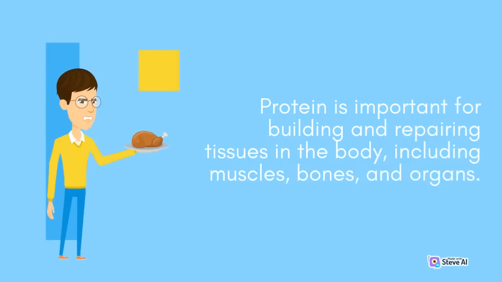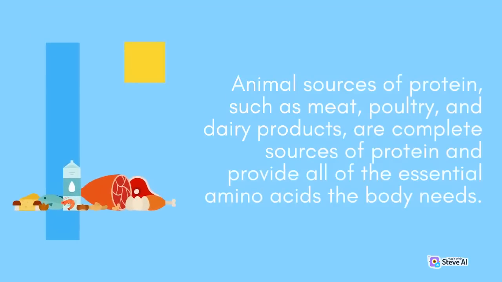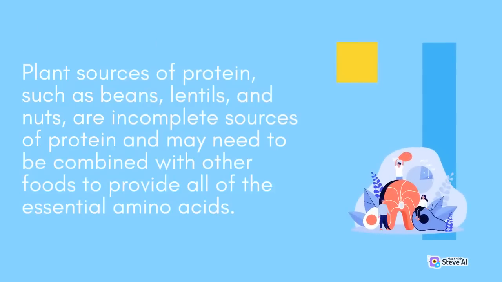Protein is important for building and repairing tissues in the body, including muscles, bones, and organs. Animal sources of protein, such as meat, poultry, and dairy products, are complete sources of protein and provide all of the essential amino acids the body needs. Plant sources of protein, such as beans, lentils, and nuts, are incomplete sources of protein and may need to be combined with other foods to provide all of the essential amino acids.